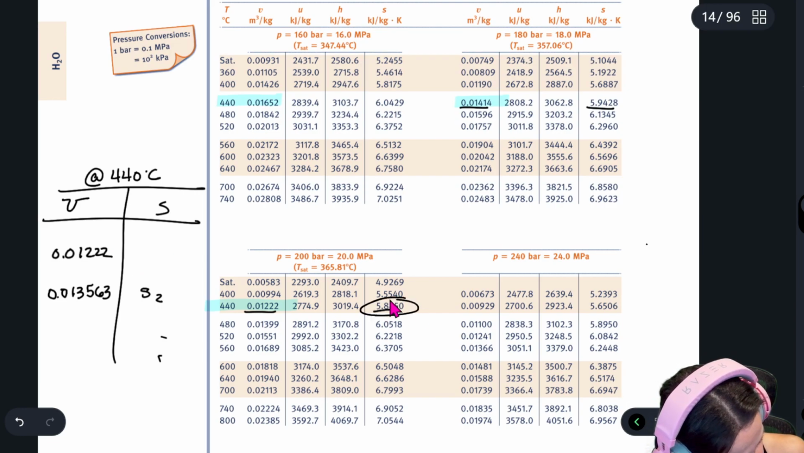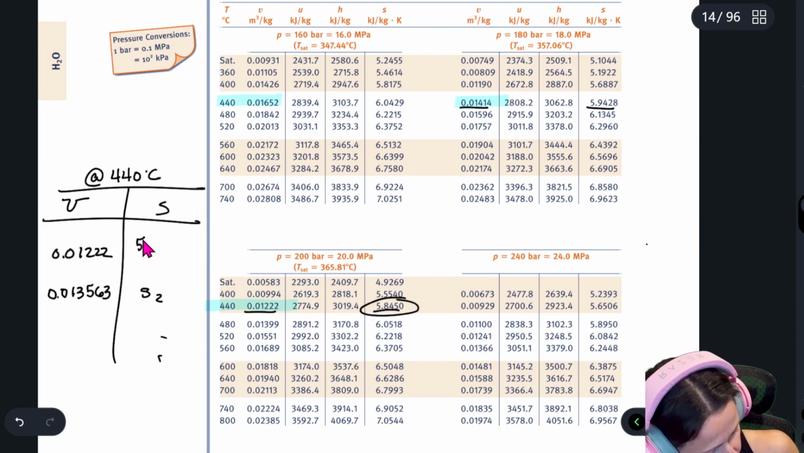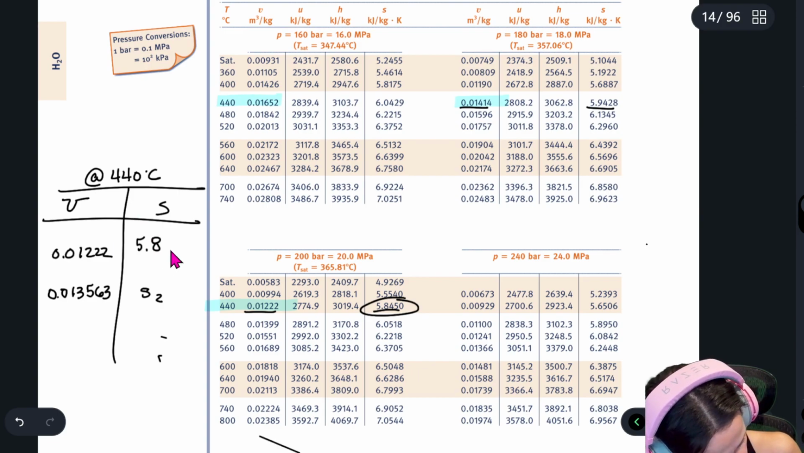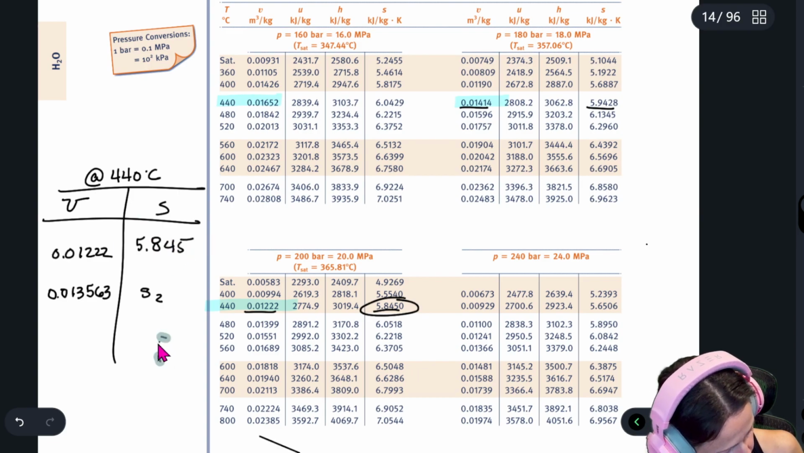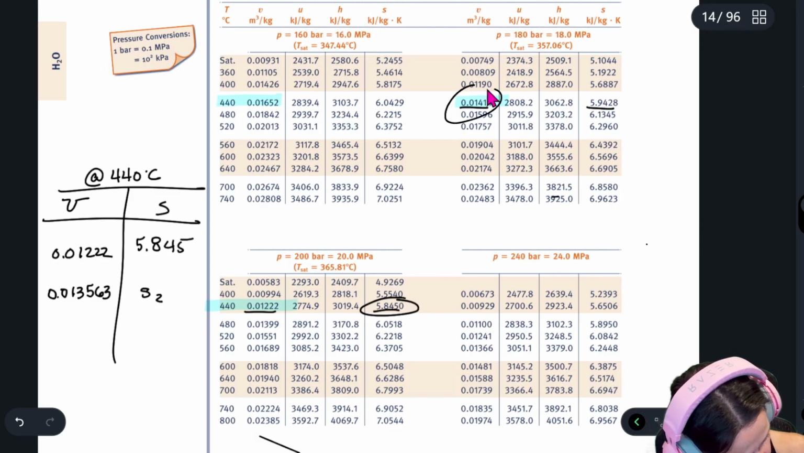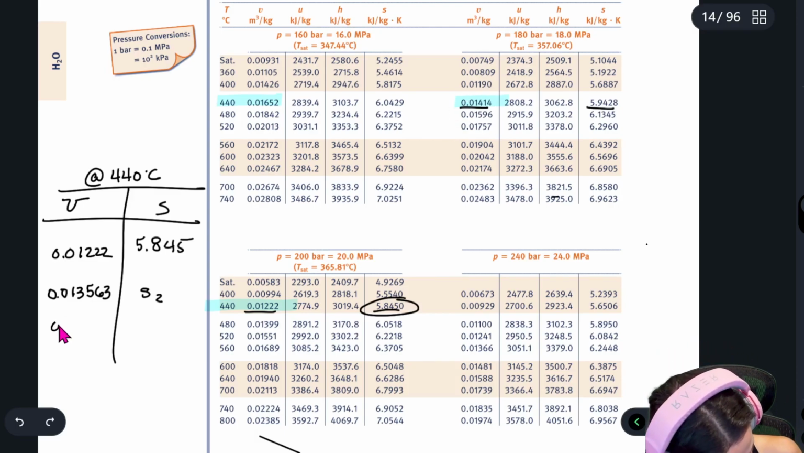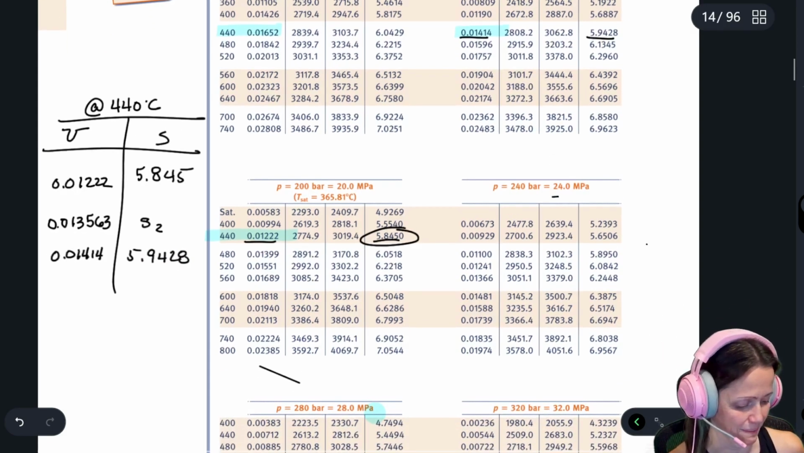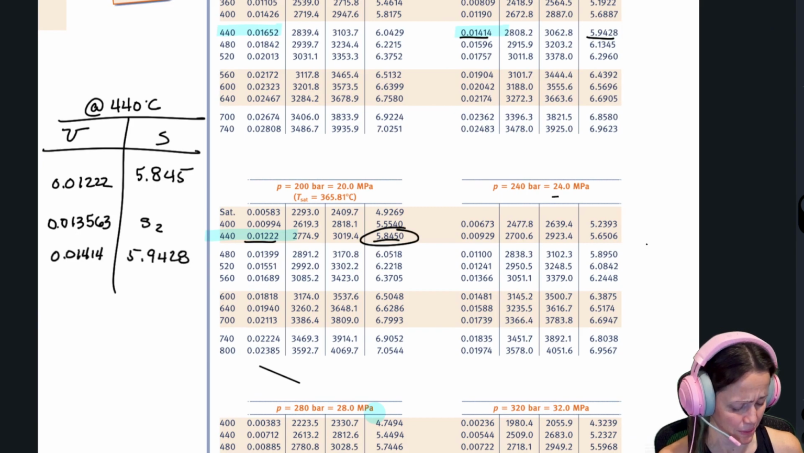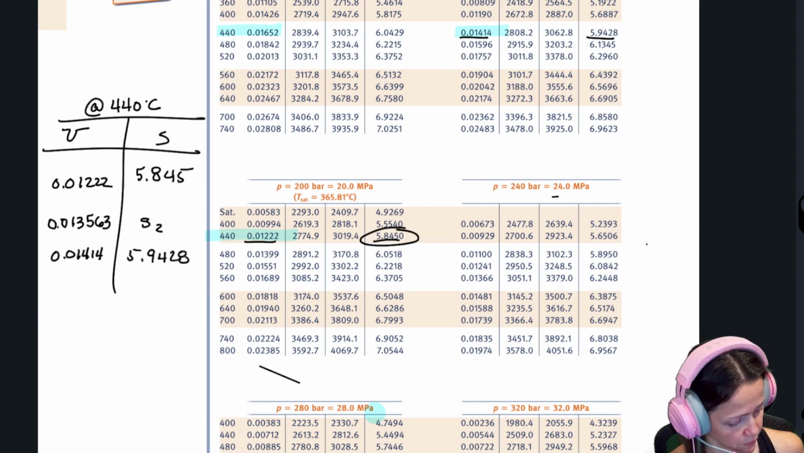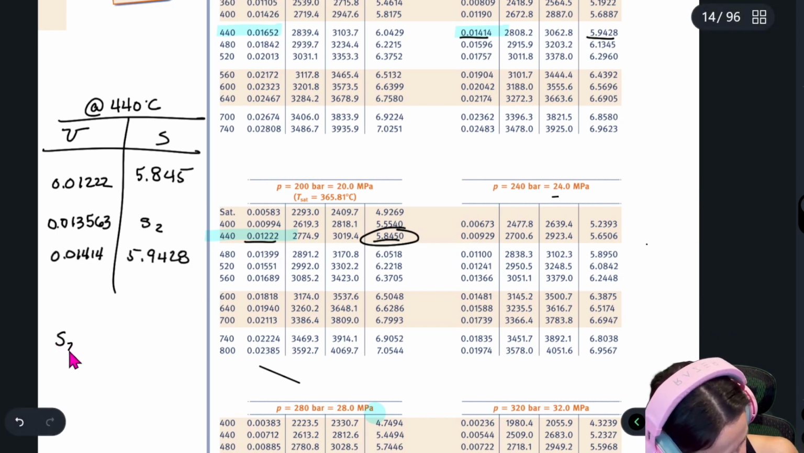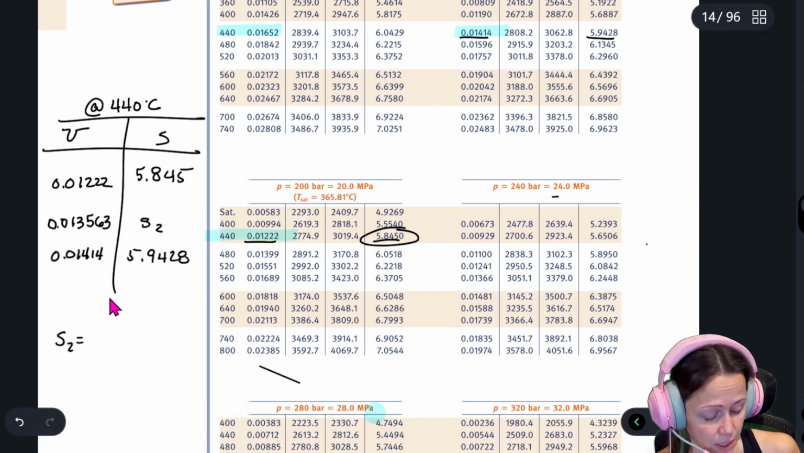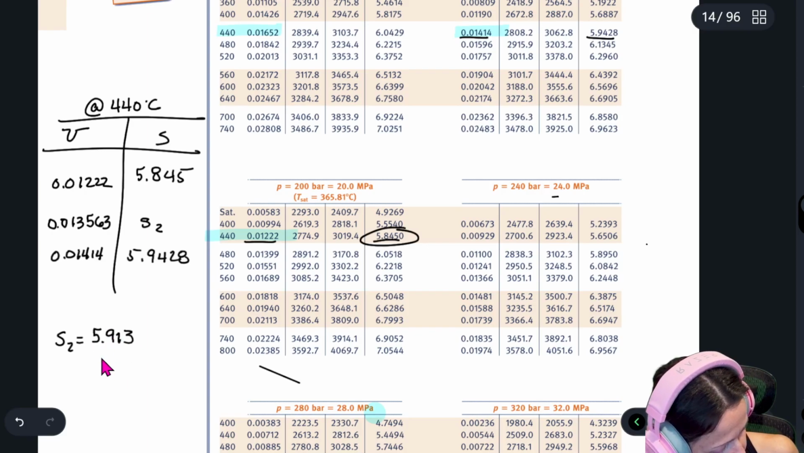So 0.01222, my entropy would be 5.845. And if it were this one up here, 0.01414, my entropy would be 5.9428. Sorry for anybody that was wondering what was going on. But I've got an entropy value of 5.9 and change. So my S2 value, if I interpolate, is going to be 5.913 kilojoules per kilogram K.